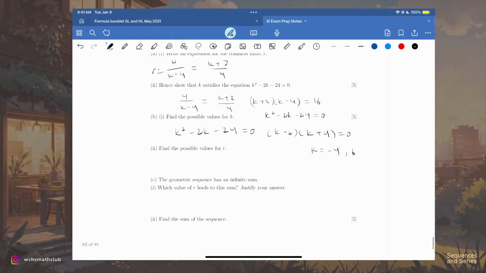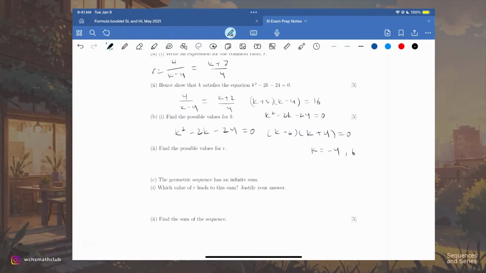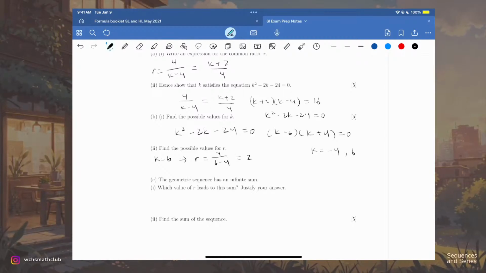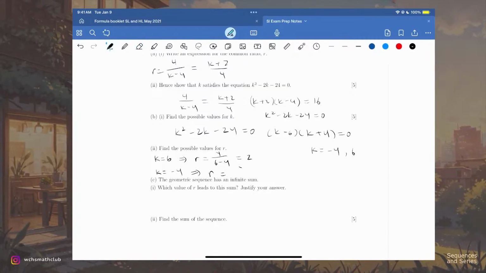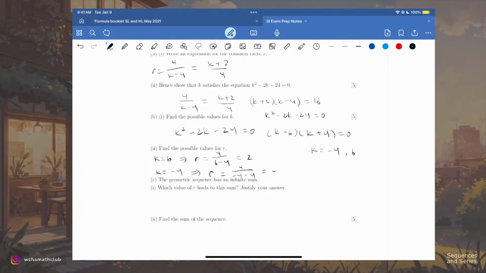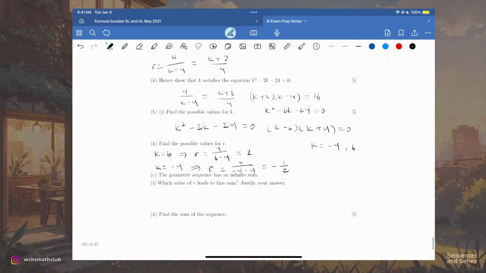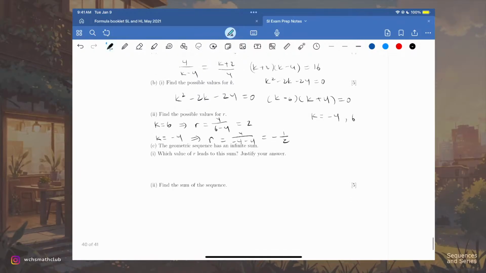Next one, find the possible values for r. When k equals 6, we have r equals 4 over 6 minus 4, which is 2. And when k equals negative 4, we have r equals 4 over negative 4 minus 4, which equals negative 1 over 2.